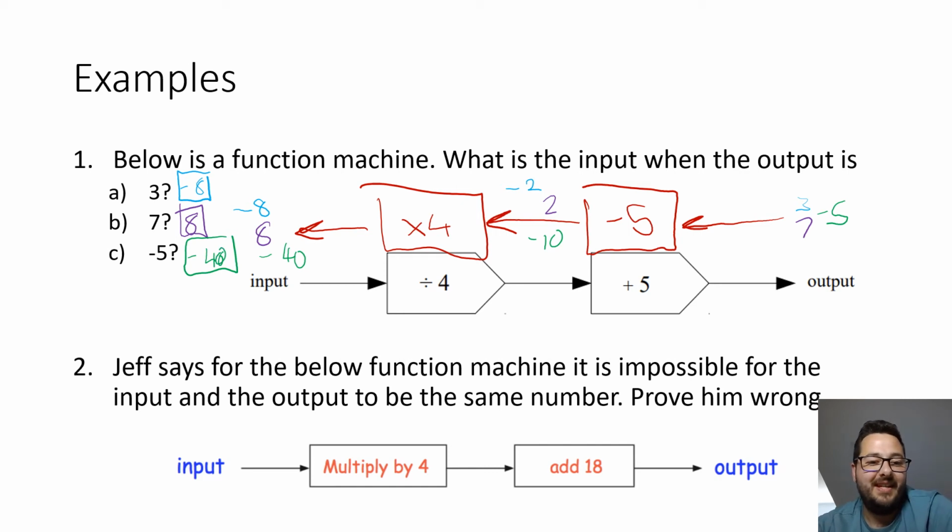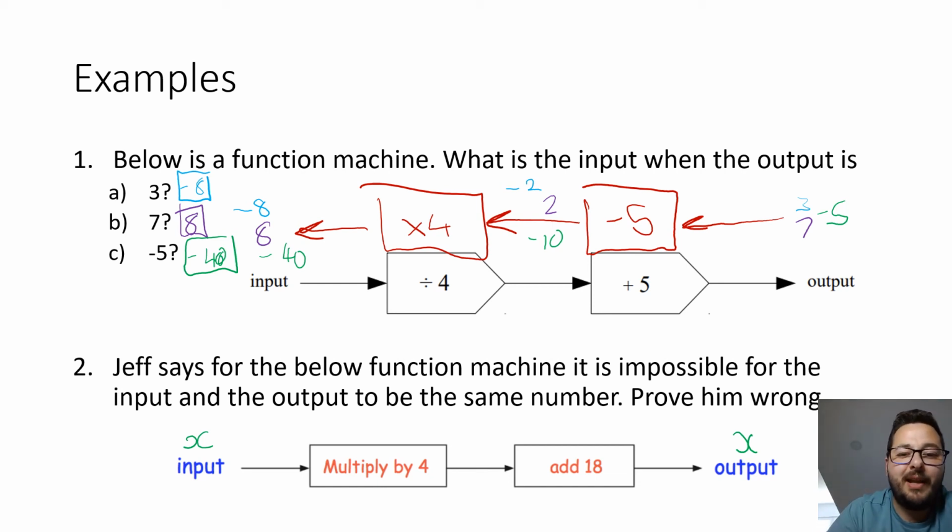Okay, and then the last question then, Jeff says, for the below function machine, it is impossible for the input and the output to be the same number. Prove him wrong. Okay, so let's give this a letter. Let's say this is x. And he's saying that you can't end up with x back if you go through it. So let's just have a little look at what this means.